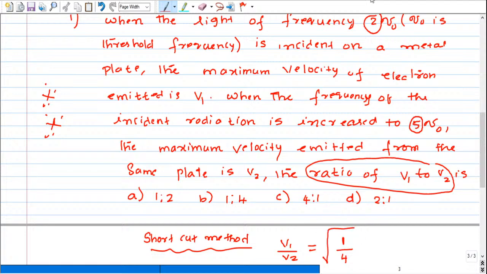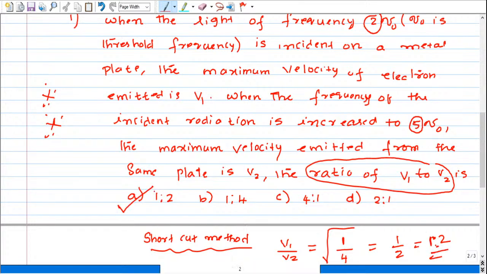What is the first step? The number before 2 divided by the number before 5. Then take square root. The answer will be 1/2. So you are getting it within a fraction of a second and within a single step. So 1:2 is the answer, so our option lies in option A. It's a very, very important question. Let us go with the next question.